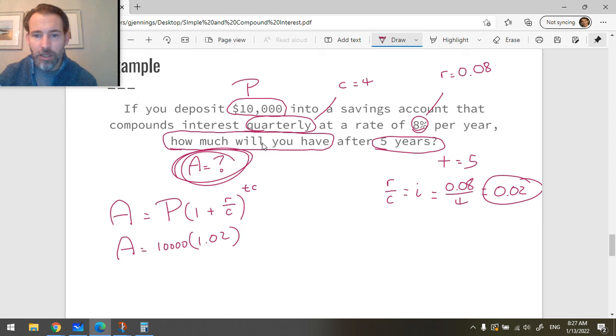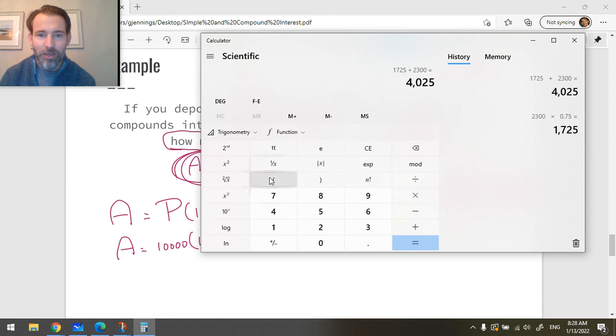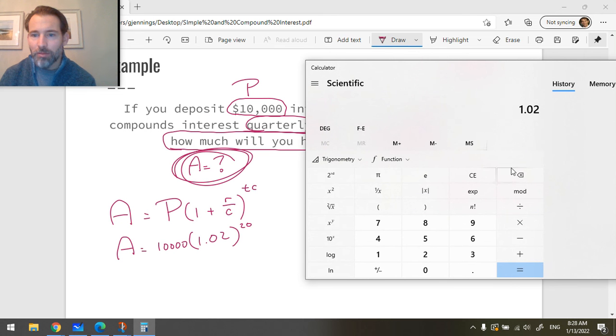And T times C is the number of compounding periods. And that's equal to 8. Sorry, no, that's equal to 5. This is time. T is 5 multiplied by C, which is 4. So that's equal to 20. Okay, so I'm going to raise this to the power 20. This is, again, not something that you want to do in your head. So you go in here, you clear out your calculator, you say 1.02. Let's move this so we can see the work. Raised to the power 20 equals.